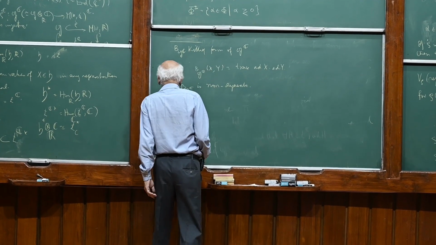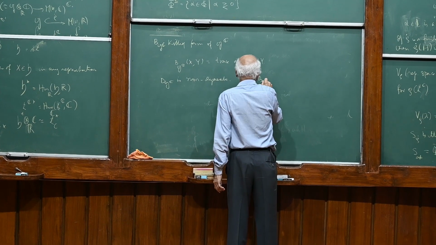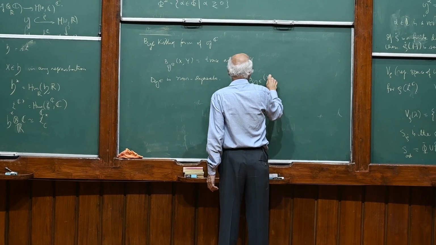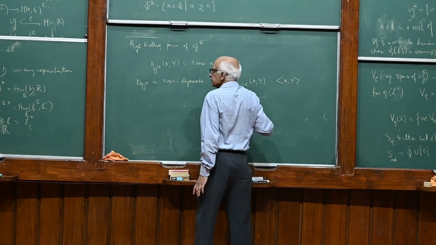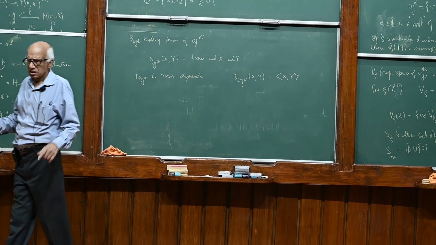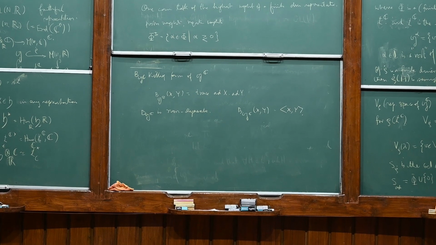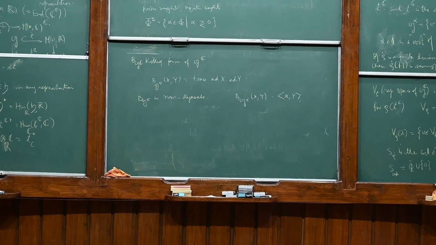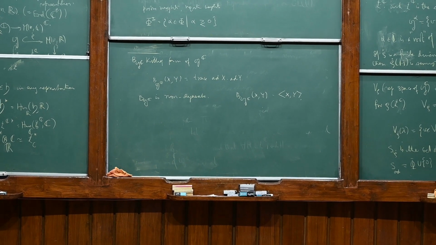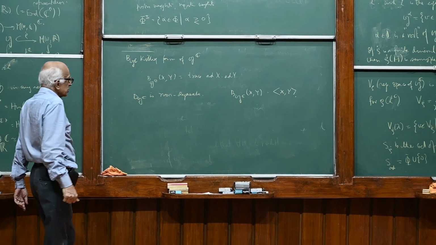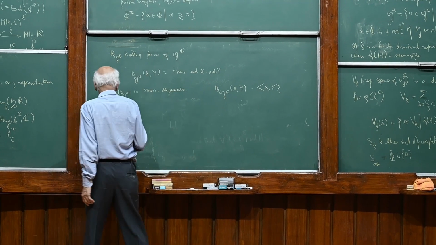Now, I'll also abbreviate this B(X,Y) by this, like what we do for inner products. Sometimes it's like an inner product, except that our usual inner products are real, and these are complex bilinear forms.